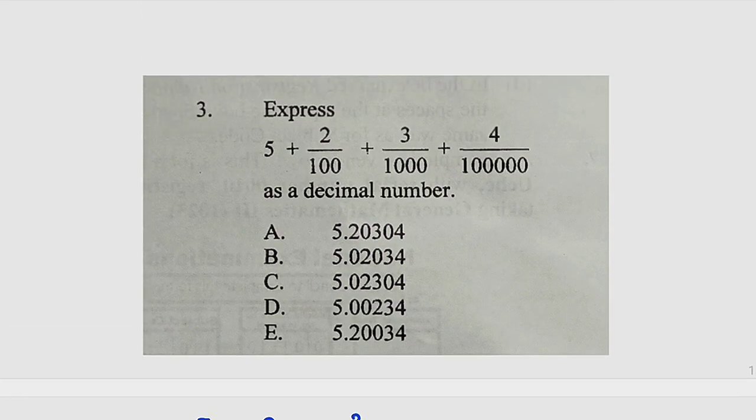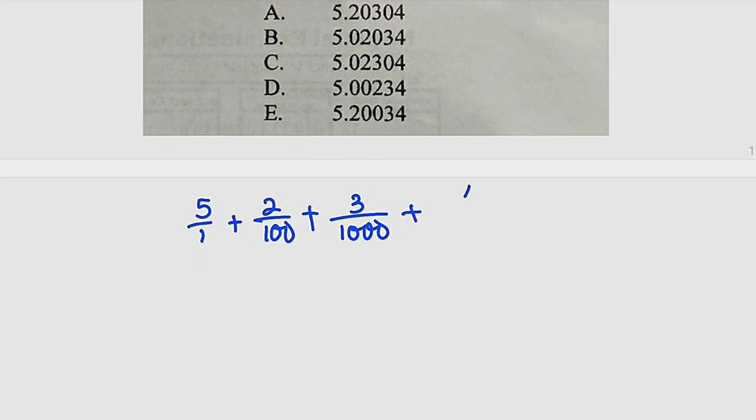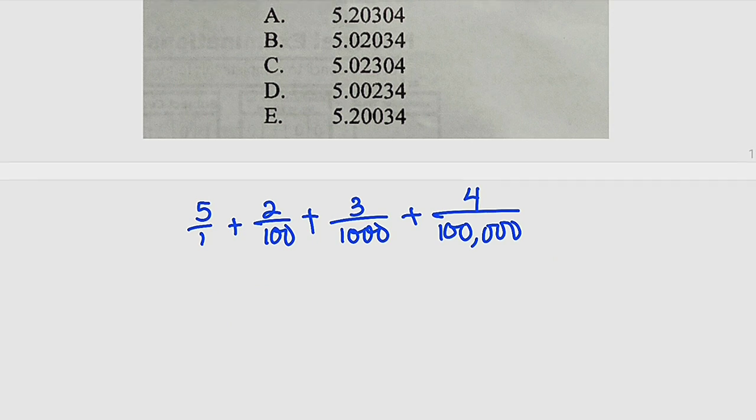Then lastly, we have 4 divided by 100,000. Remember, if you are adding fractions that have the same denominators, you can always add the numerators together. But since we don't have common denominators, we are free to convert all their denominators into a common denominator. And what is the LCM between all of these 4 numbers? It is 100,000. So we are going to convert all the denominators to 100,000.